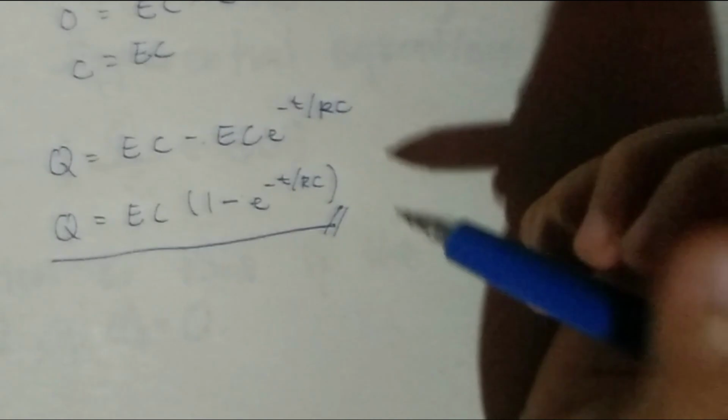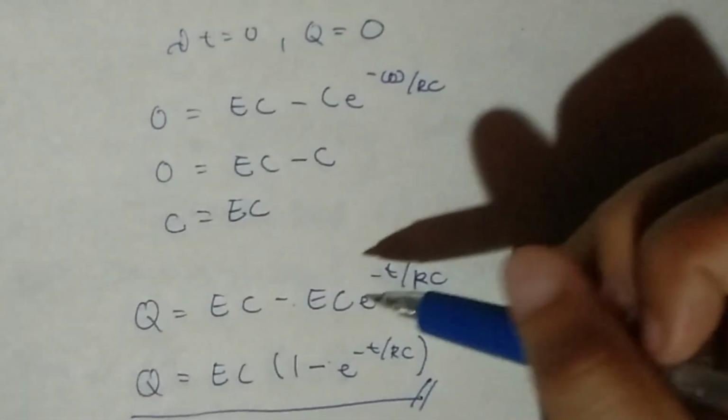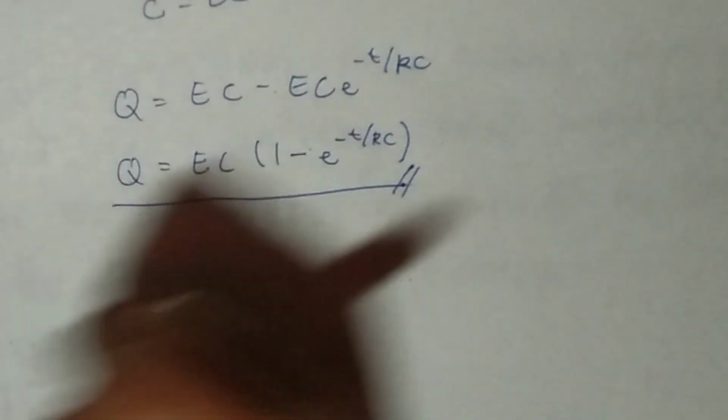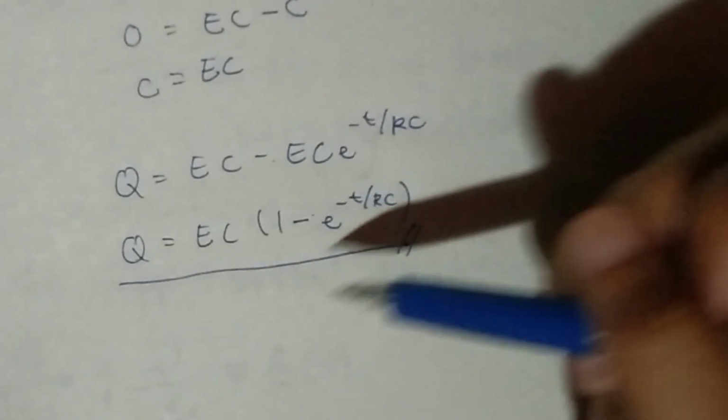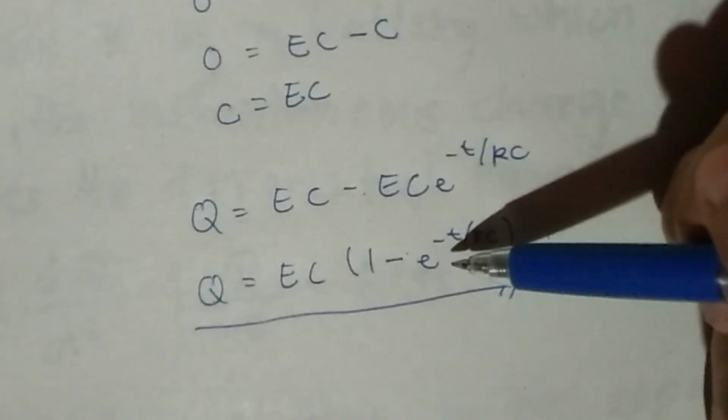Now, this is our answer, our function of time in terms of Q. We were asked to find Q as a function of time if the capacitor is initially uncharged. So this is now the final answer.